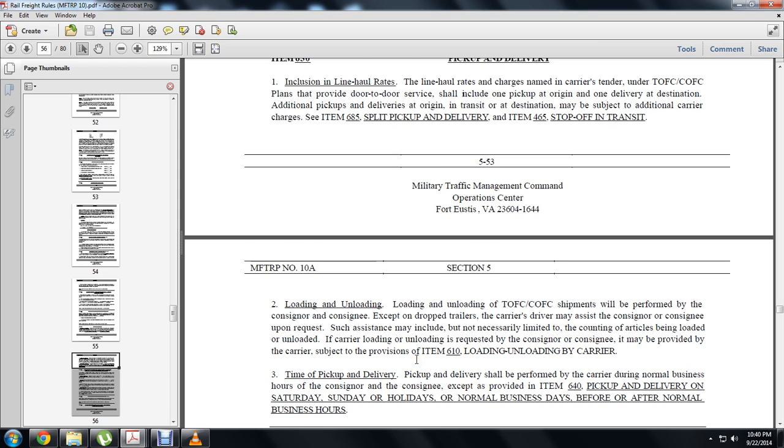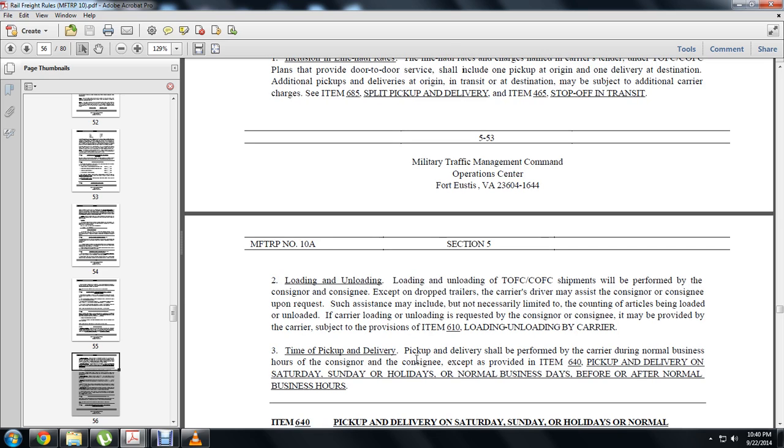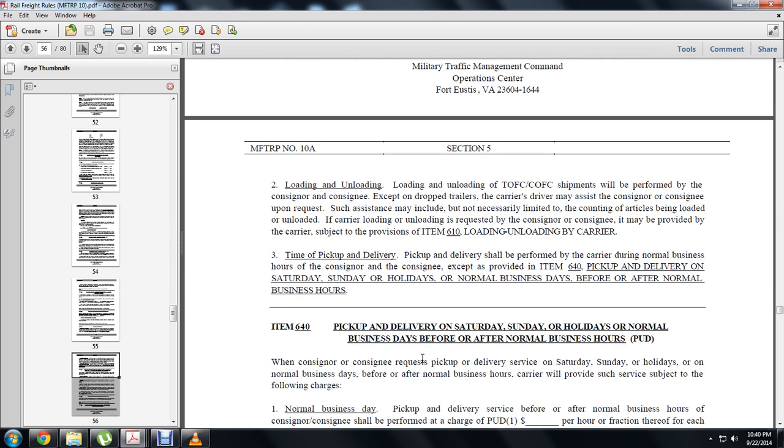Pickup and delivery shall be performed during normal business hours, but consignor and consignee may request, as provided in Item 640, pickup and delivery on Saturdays, Sundays, holidays, and normal business days before or after normal business hours. When the consignor and consignee request pickup and delivery service on a Saturday, Sunday, or holiday, or on other business days outside normal business hours, the carrier will provide such services subject to charge.